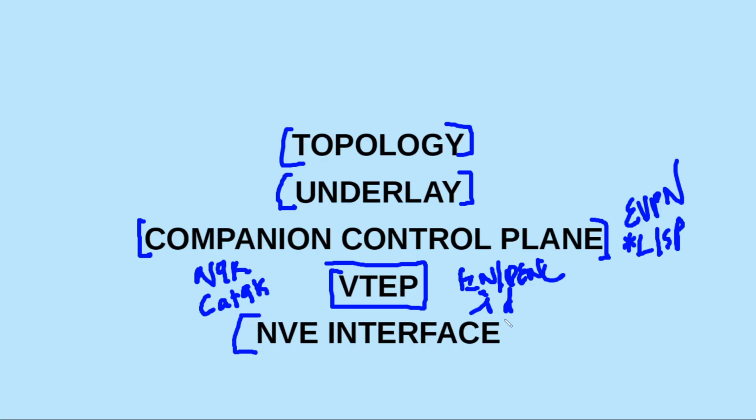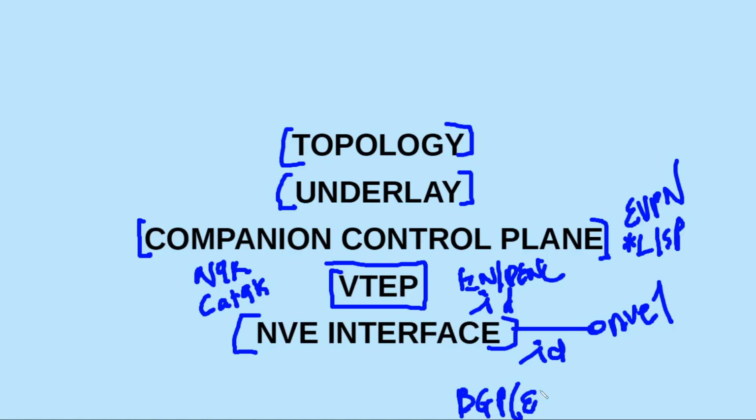In order to turn your device into a VTEP, you need an NVE interface where you can configure your ID for your VTEP, which is usually a loopback IP address, or you can map your VNIDs to a multicast group in order to handle BUM traffic. You can also select here whether you're going to use multiprotocol BGP with EVPN as your control plane protocol. That's it.